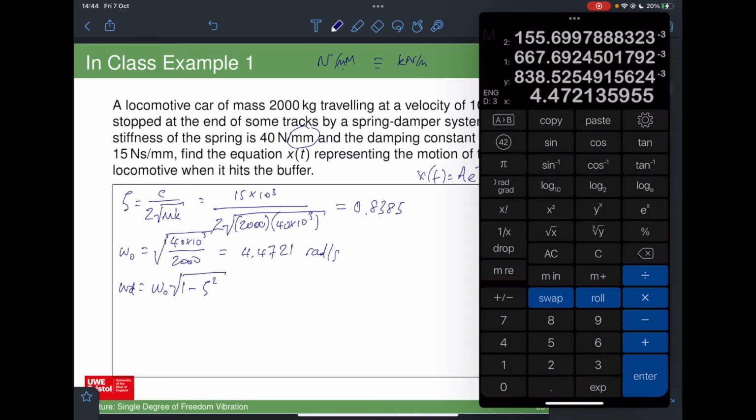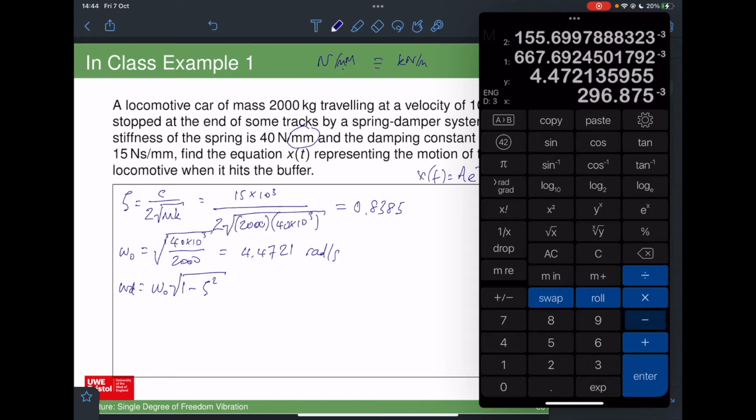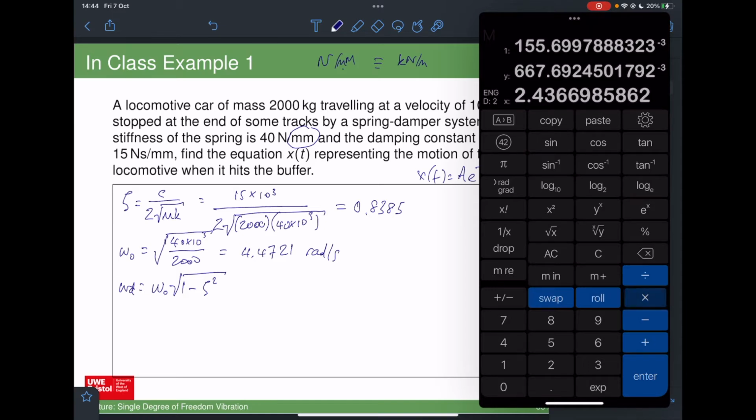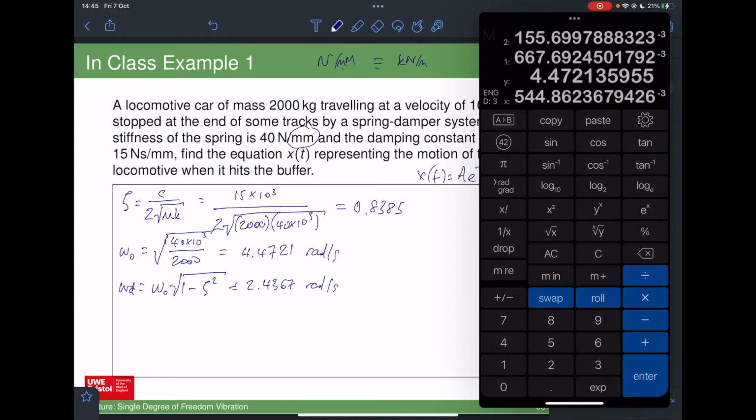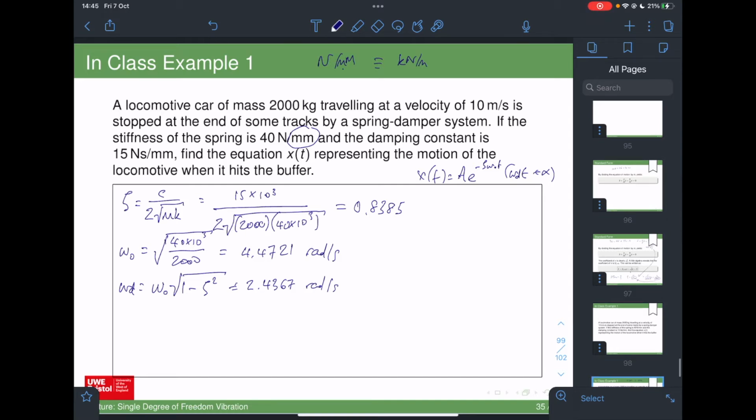Omega d is omega naught root 1 minus zeta squared. Okay, so I've got that. Square that, subtract that from 1, square root that, and multiply by that. Okay, 2.4367. So that's for my omega d. So we've got everything: zeta, omega naught, omega d.